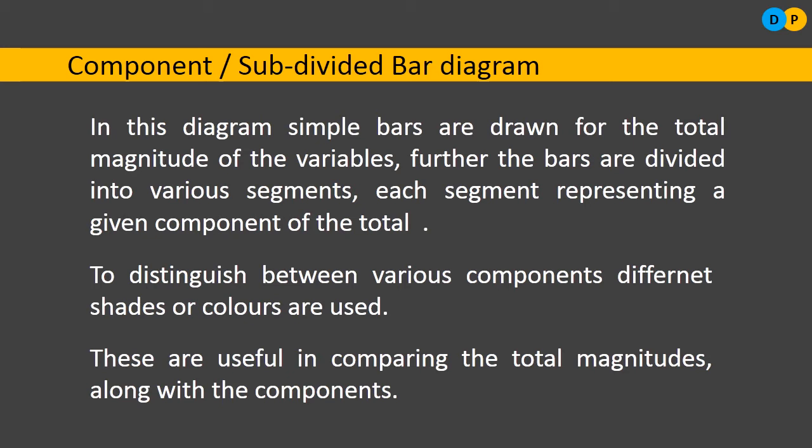What is the expenditure of family A on education? We will get one component. Similarly, what is the expenditure of family B on education? That will also give another component. So we can compare these components. Individual segments can also be compared. So that is the advantage of going with a component or subdivided bar diagram.